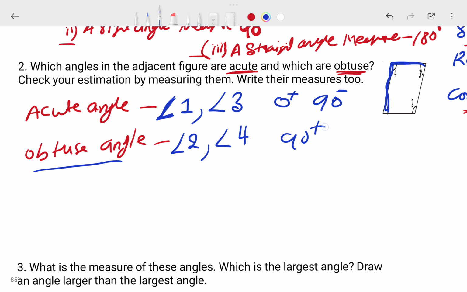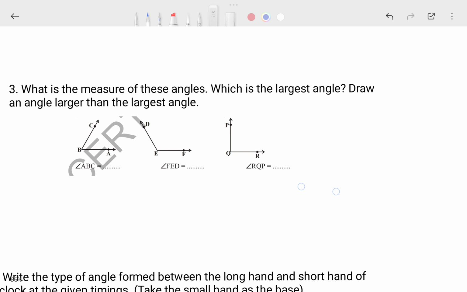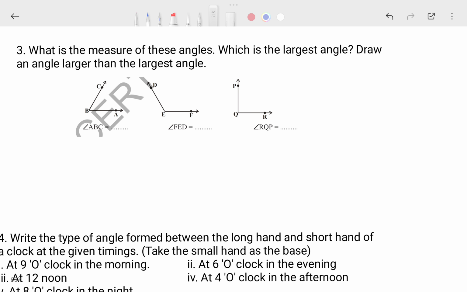So I hope this question is clear. If it is clear, then let's talk about our third question. The third question is also very easy, not very hard. What is the measure of this angle, which is the largest angle? Draw an angle larger than the largest angle. So what we have to do is just measure that angle.